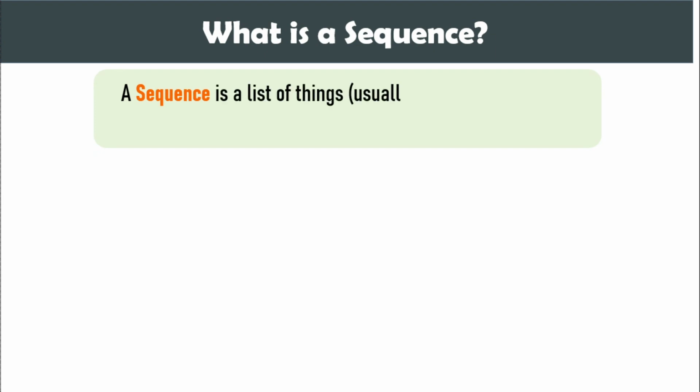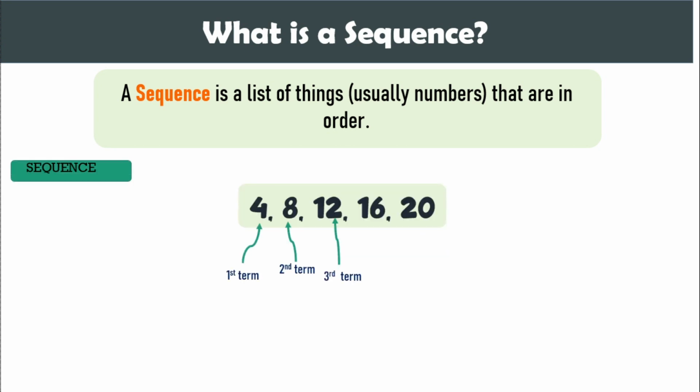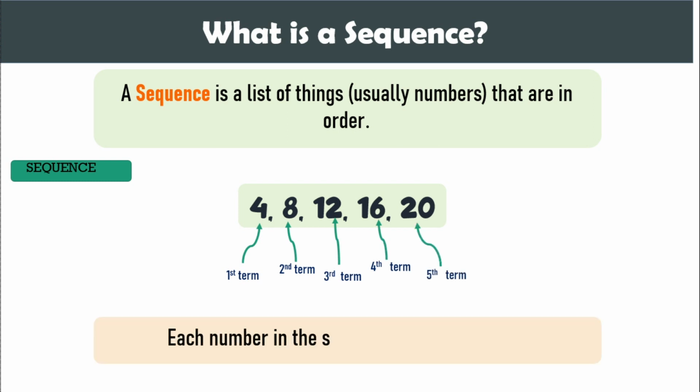Here is a definition of a sequence. A sequence is a list of things, usually numbers, that are in order. So here is an example: 4, 8, 12, 16, and 20. So this is a sequence of numbers, right? They are written in order, increasing order. And from the previous slide that I showed you, this is also a pattern. Why? Because we add 4 every time.